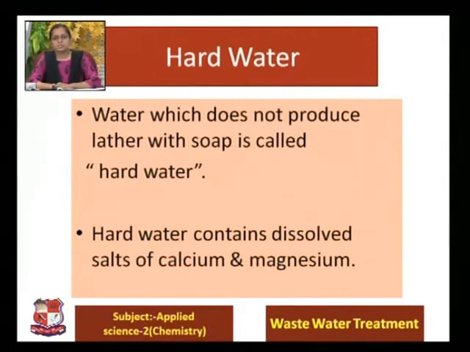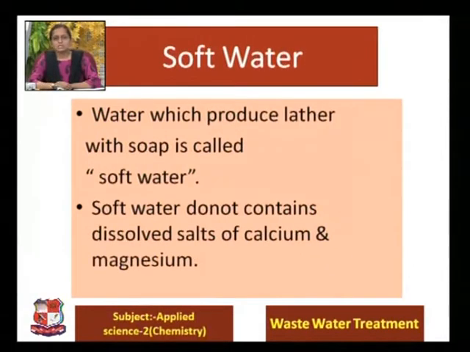Let us try to understand what hard water is. Water which does not produce lather with soap is called hard water. It means when you rub soap with this water, foam will not be produced easily. Hard water contains dissolved salts of calcium and magnesium. We have to remember that these calcium and magnesium salts are responsible for the hardness of water.